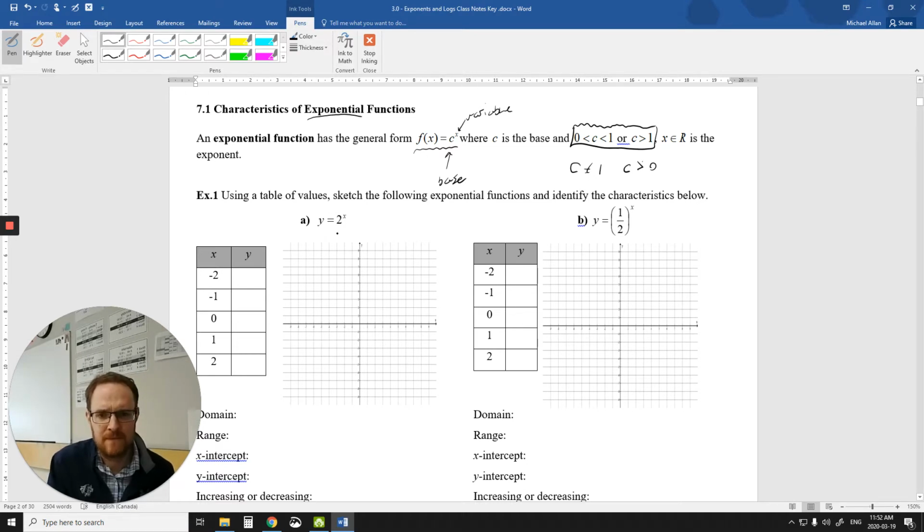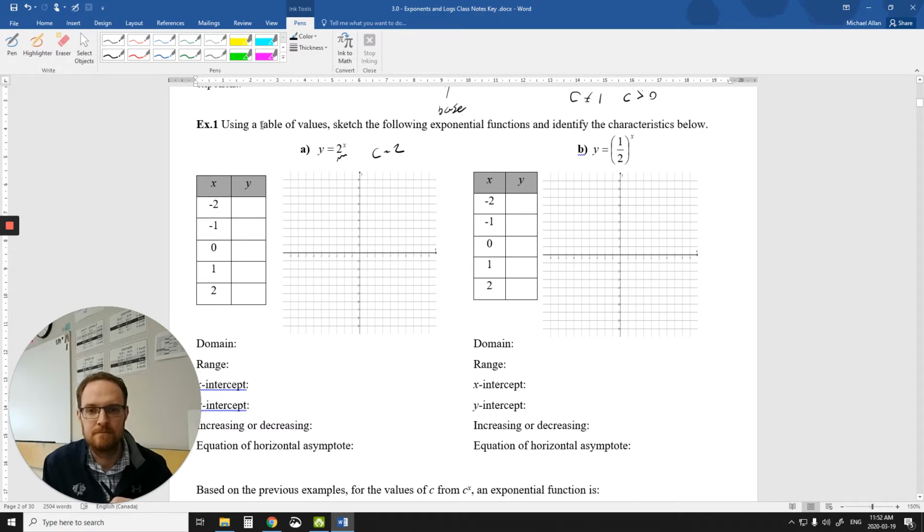Let's look at this one. This is an exponential function because you can see that the base, the c value, is 2. The variable is in the exponent like it should be. So when I put my x values in, they are in the exponent where the base is always 2. Here I have 2 to the power of negative 2, 2 to the power of negative 1, 2 to the power of 0, 2 to the power of 1, and 2 to the power of 2.